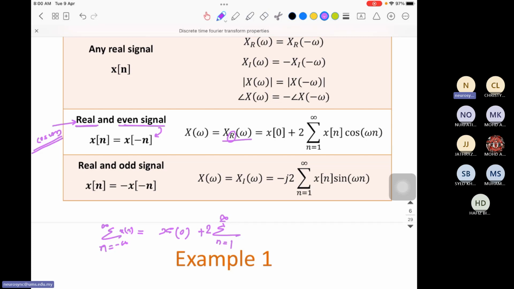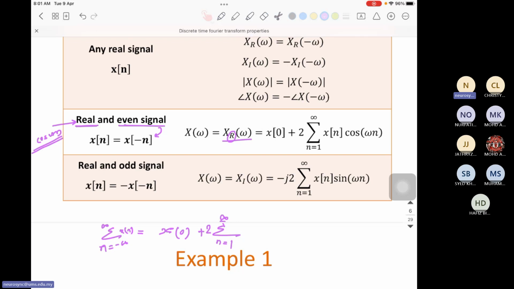Okay, so therefore this is written like this, and this is a real signal, therefore I have only taken the cosine term here. Please understand this symmetry property. If the given signal is real and even, then you will be having only the cosine term, and this I can write as 2 times summation from 1 to infinity. Otherwise you can write from n equal to minus infinity. Now we have already separated this x of 0, therefore you just write like this, then it will be easy for calculation.